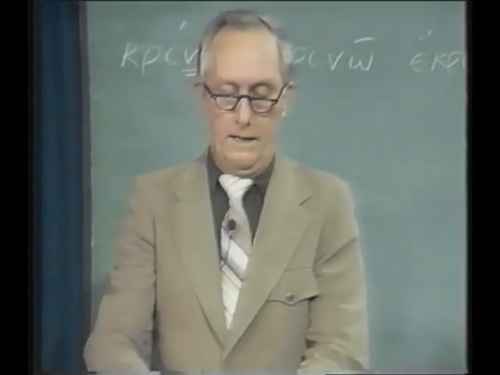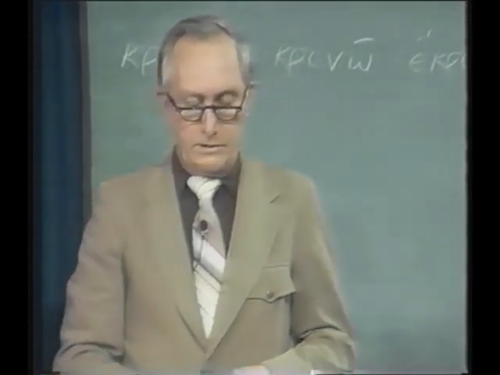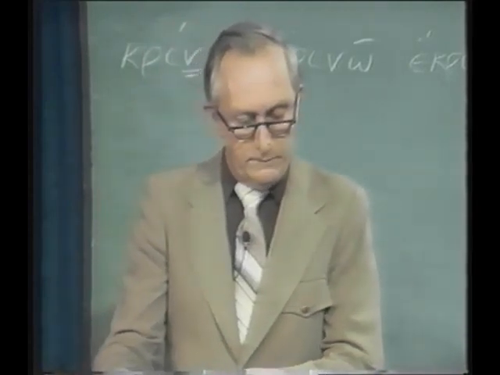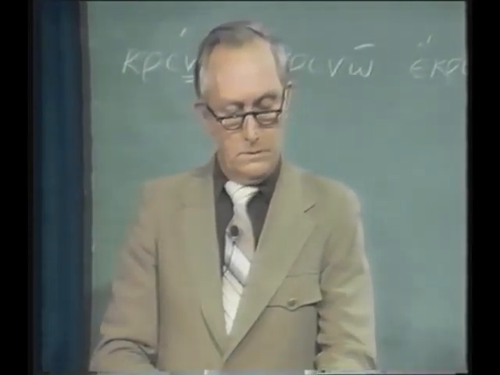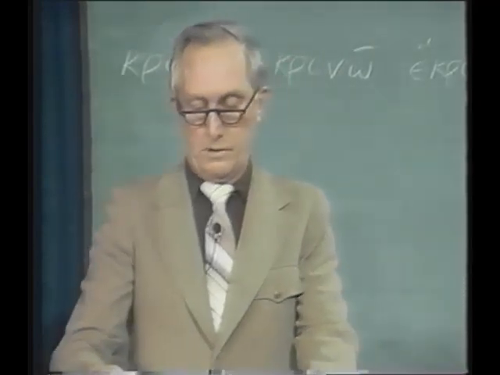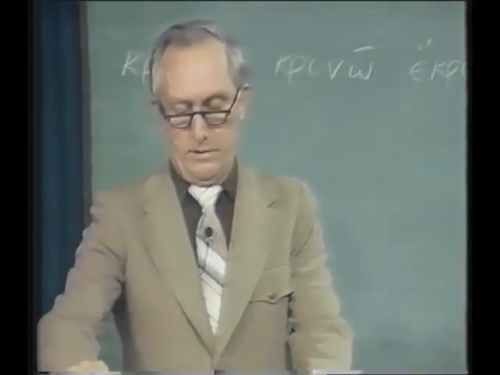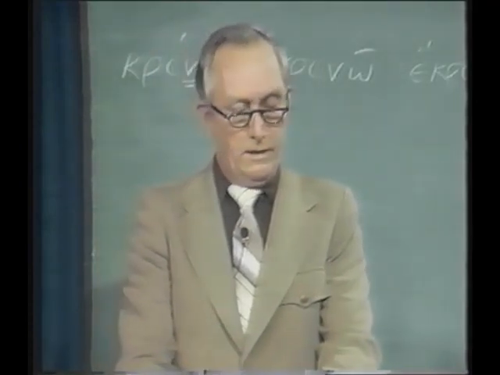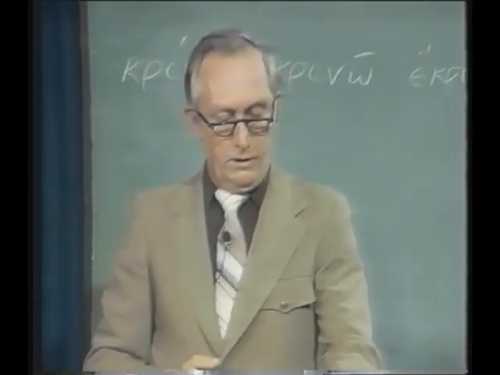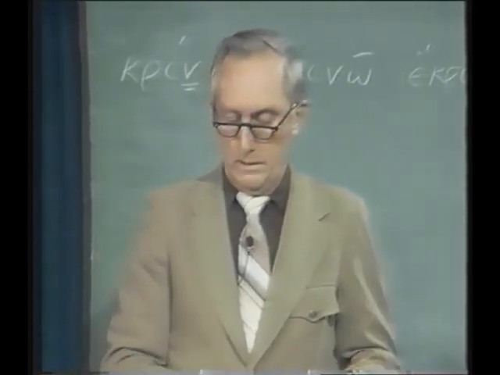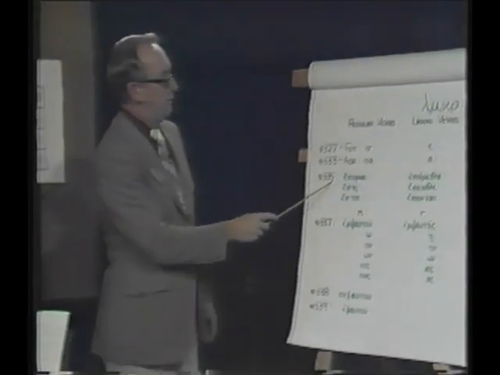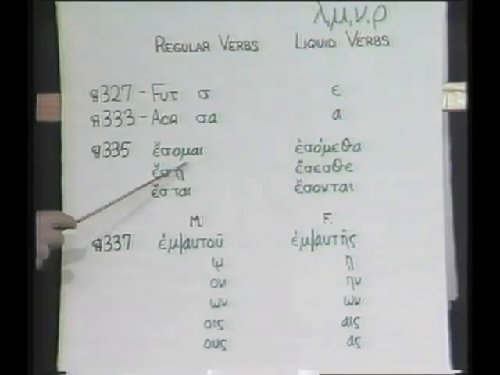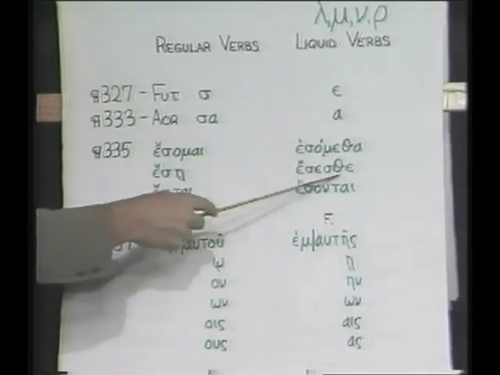Paragraph 335, he shows us the future indicative of eimi, and then the other forms in this chapter, 337, 338, and 339. We have them on the board over here. We should take a look at those on the flip chart. You see paragraph 335, esomai, ese, estai, esometha, esesthe, esontai.